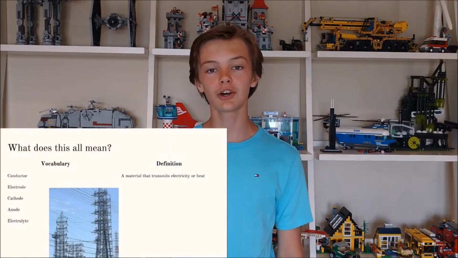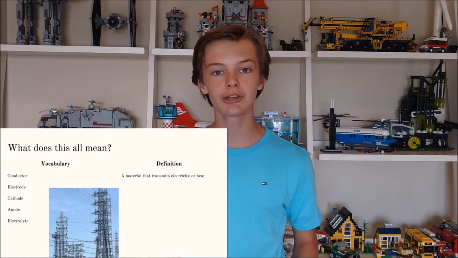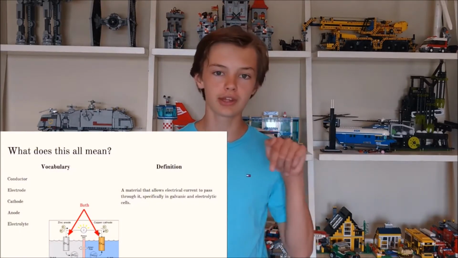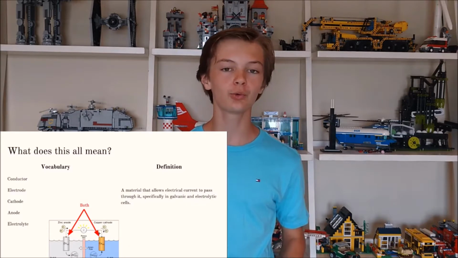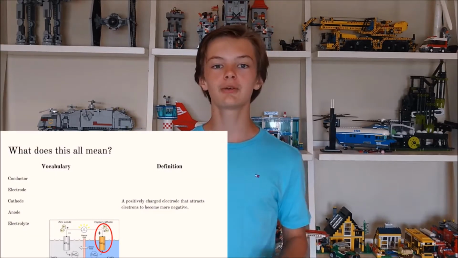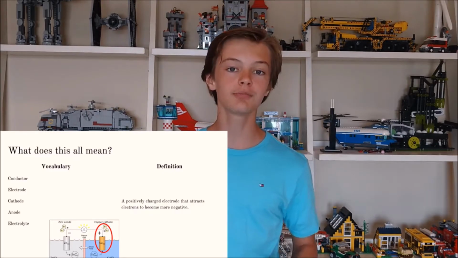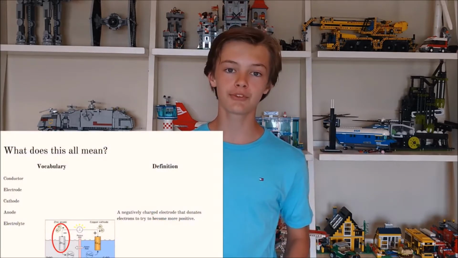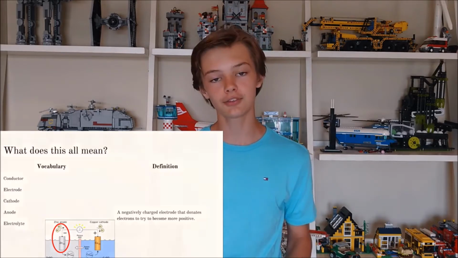Number 1, conductor. A material that allows heat or electricity to pass through it. Electrode. It's one of these two things. It acts as a conductor, specifically in an electrolytic or galvanic cell. A cathode is a positively charged electrode that wants to receive electrons to become more negative or more neutral. An anode is the opposite of this. It pushes its electrons out and gives it to the cathode.